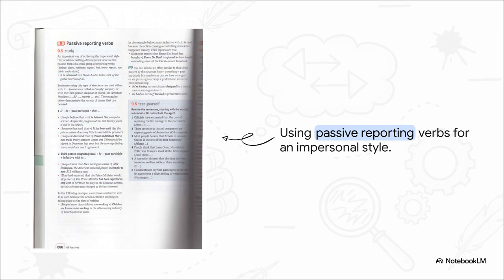Phrases like, it is believed, it is estimated that, or it has been said. Think about what happens when a writer uses these. They are completely stripping out personal pronouns like I or we. Saying, I estimate that Saudi Arabia holds 18% of global oil reserves sounds like just one person's opinion. But saying, it is estimated that, suddenly that claim feels like a universal truth. It distances the writer from the claim and makes the text feel incredibly impersonal and ultimately objective.